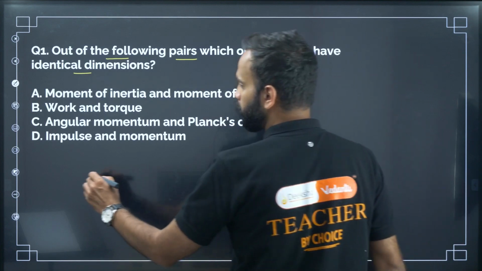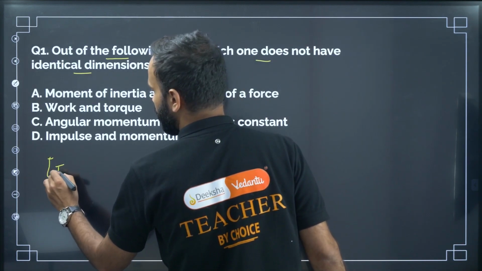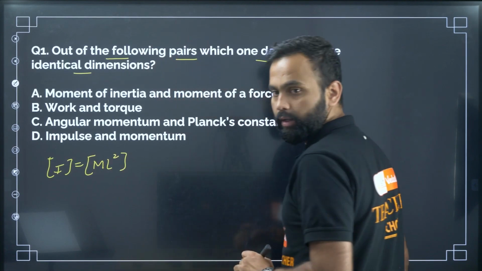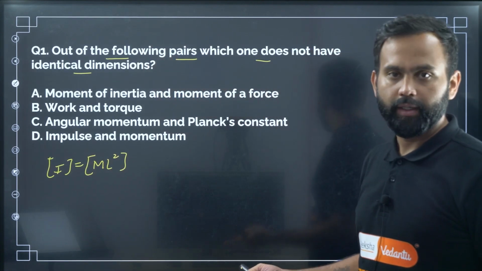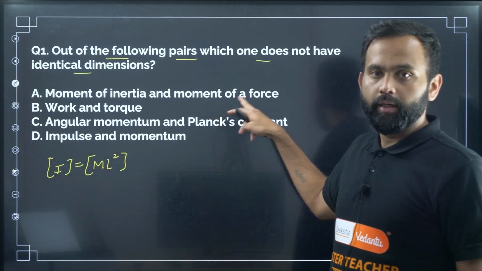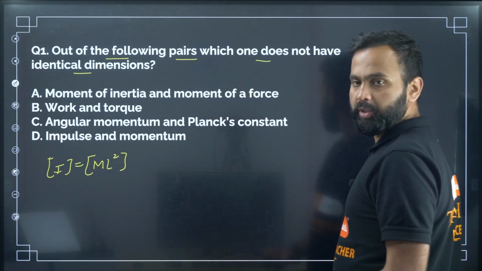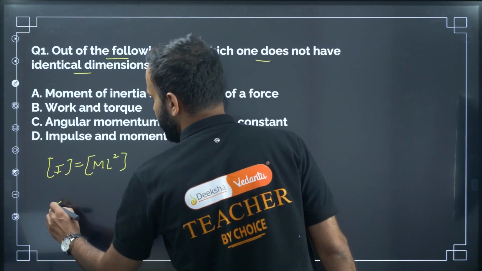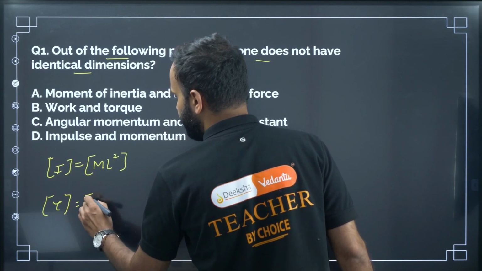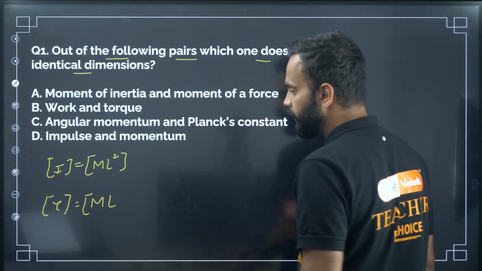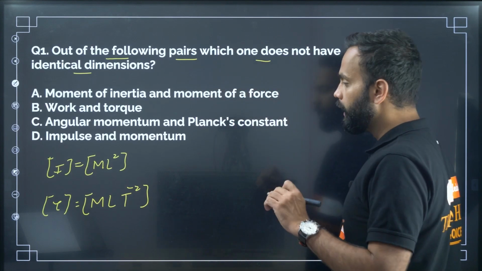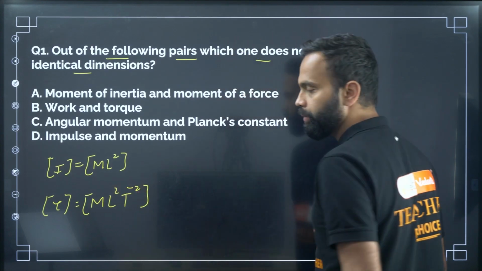So what is the dimension of moment of inertia? The formula of the moment of inertia is m r square, so the dimensional formula of moment of inertia is M L square. Then the moment of force. Moment of force is nothing but torque, right? The dimension formula of the torque is M L T to the power minus 2, into L. So that is M L square T to the power minus 2.